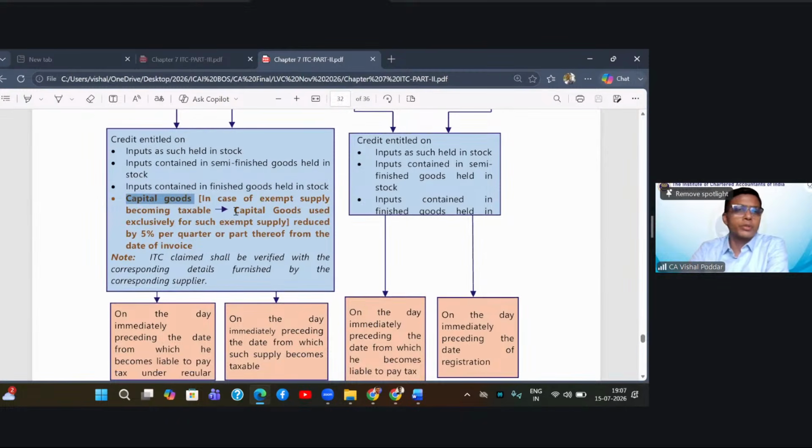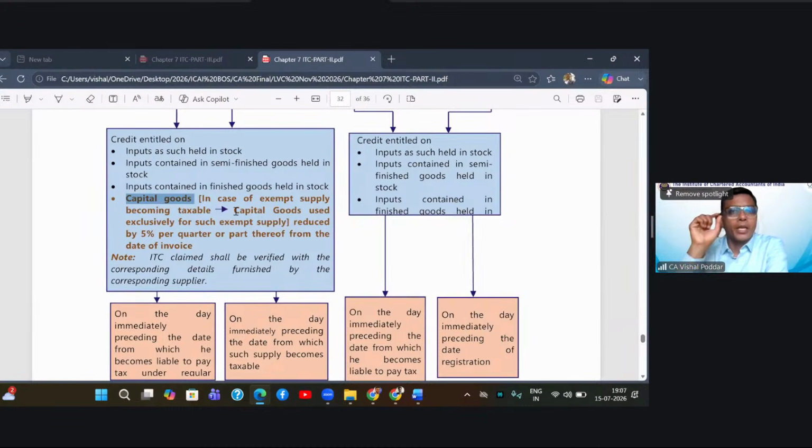Now, when it comes to capital goods, the only point to be kept in mind is that whatever capital goods are lying in stock, the entire credit of those capital goods is not available. Why? Because as we saw earlier also, GST presumes the life of capital goods as 5 years. First way of seeing is as 5 years. Second way of seeing is as 60 months. Third way of looking at it is we can count the life in quarters. A quarter is 3 months. Every year has 4 quarters. Now we are saying 5 years is the life. Every year has 4 quarters. So how many quarters? 20 quarters.